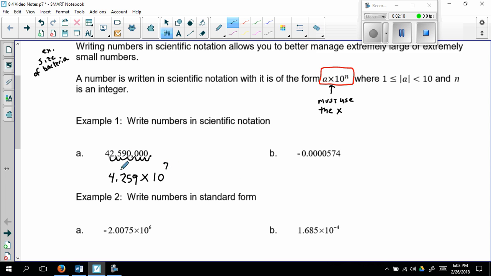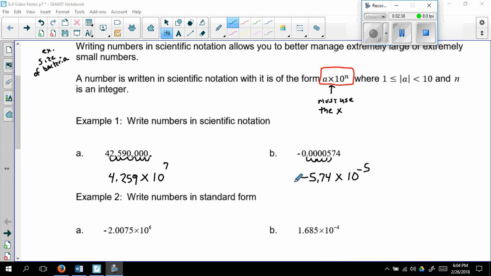Okay, that makes sense because this is just 4.259 times 10 to the 7th. What is 10 to the 7th? 10 to the 7th is 10 million. Well, 10 million times 4.259 is going to give you 42,590,000. Okay. Here, I'm just going to move it this way. Since this is a really small number, it's going to be a negative 1. Go ahead, pause the video, and see if you can get that one right, and then check back.